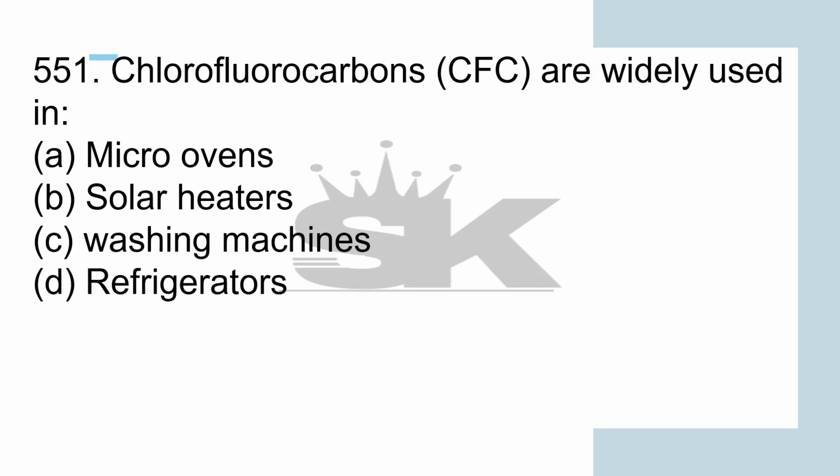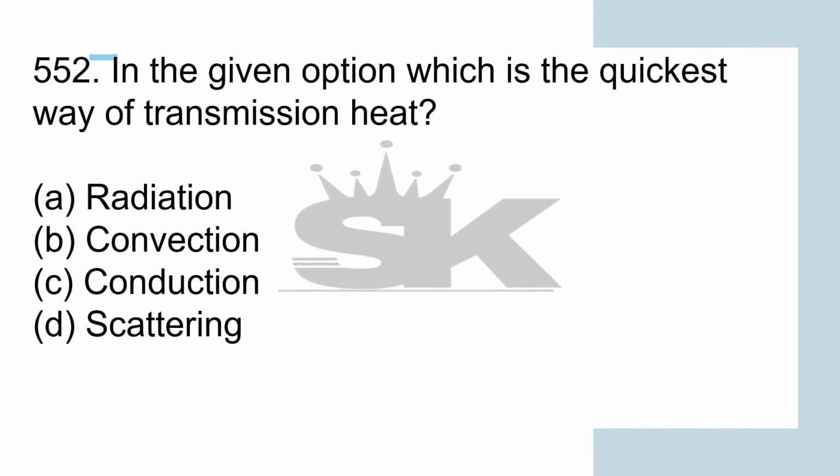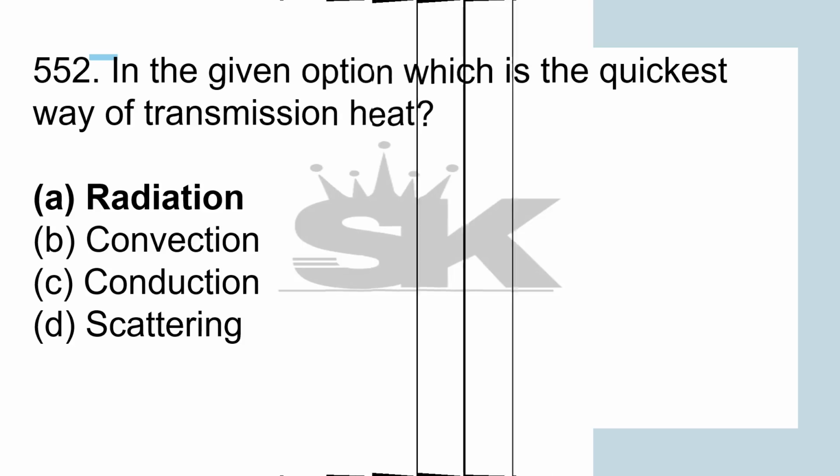Chlorofluorocarbons, CFCs, are widely used in refrigerators, a well-known question. Among the given options, which is the quickest way of transmission of heat? That is radiation. The fastest mode of transmission of heat is radiation. Radiation is fastest among all as it travels at the speed of light.